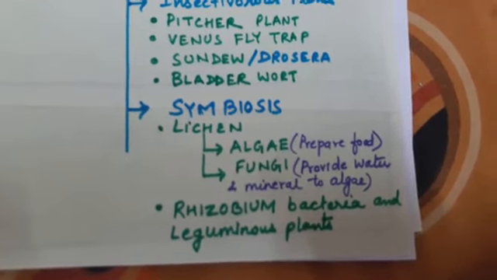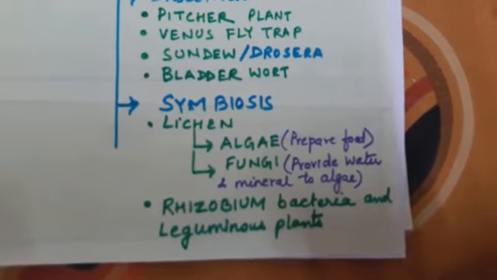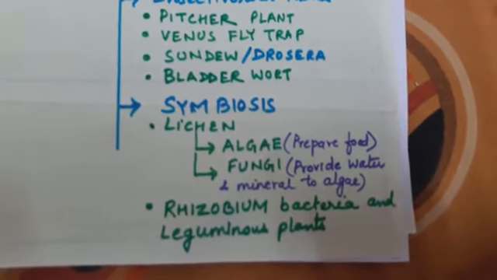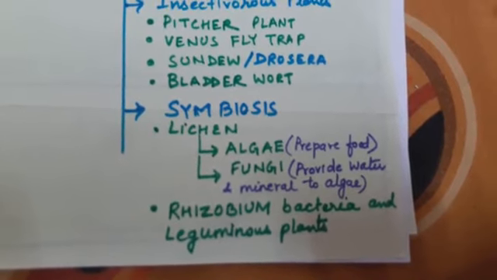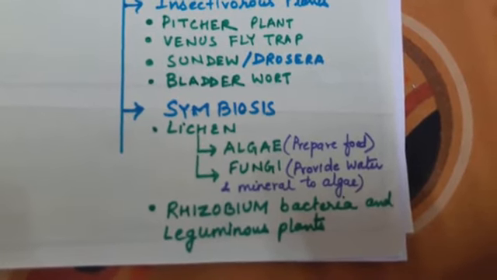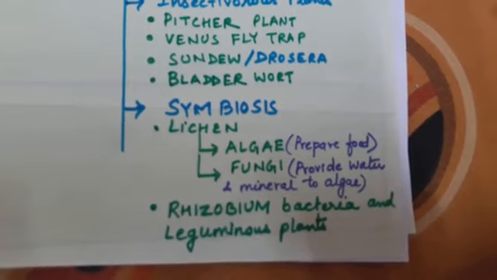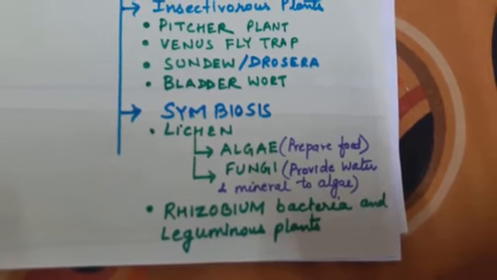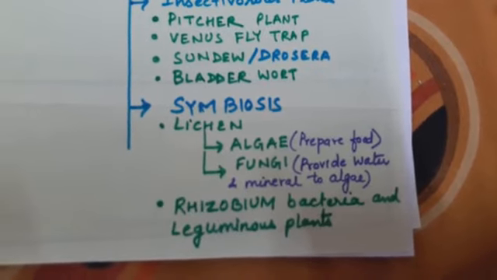Just like it happens at home also. Fathers, they get the food from the market and then mama prepares the food. Such kind of close partnership or association is found in lichen. So as a whole, lichen is equal to algae plus fungi. And they show symbiosis.